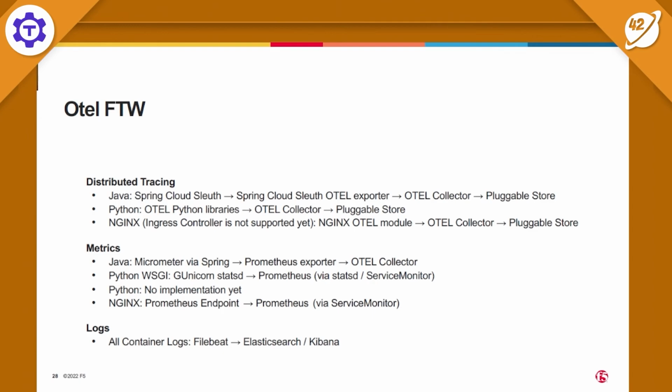We used Micrometer via Spring to a Prometheus exporter to the collector. Likewise, with Python, we used Gunicorn with StatsD to Prometheus via the service monitor out to the OTel collector. In Python, we did not implement metrics, and in NGINX, we have a Prometheus endpoint that we also passed to Prometheus. And then logs, we collected all the container log files through Filebeat, which went into Elasticsearch and were exposable via Kibana. Is this perfect?